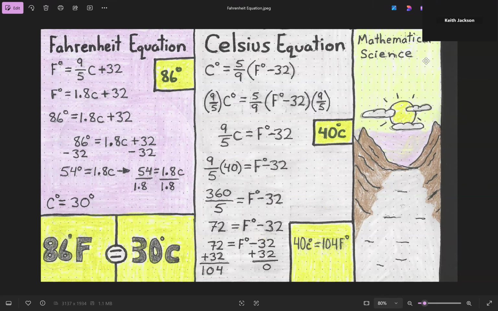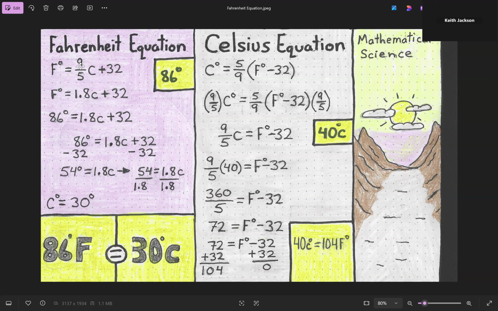In this video, we're going to take a look at two mathematical science equations, and they are the Fahrenheit equation and the Celsius equation. Now, let's take a look at the Fahrenheit equation, in which we're going to convert 86 degrees Fahrenheit to degrees Celsius, and I'm going to show you how we're going to do that.